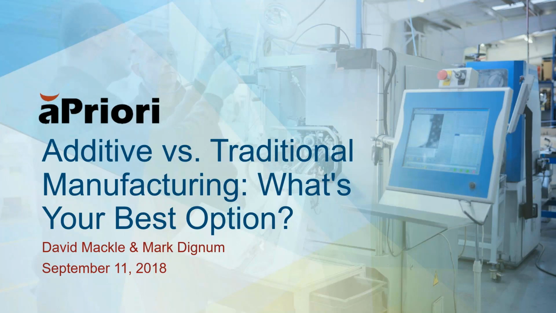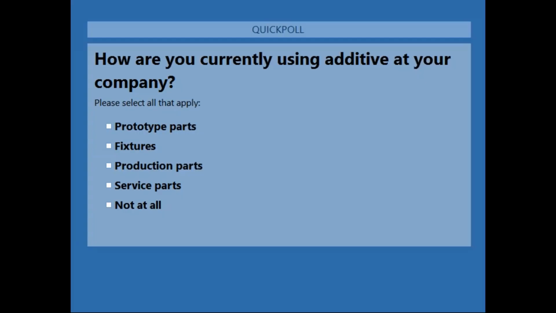Before we get into the content, I'm going to open a quick poll. We want to understand how you are currently using additive manufacturing within your company. Note that you can choose more than one of these options. Do you use additive manufacturing currently to make prototype parts, fixtures, production parts, service parts, or not at all?